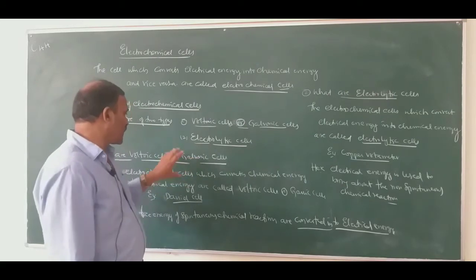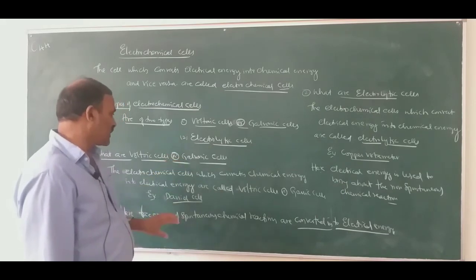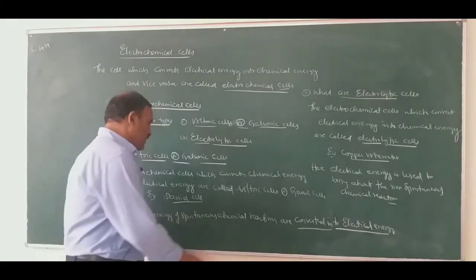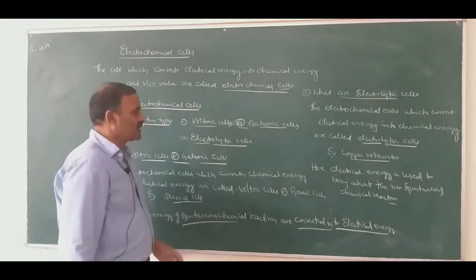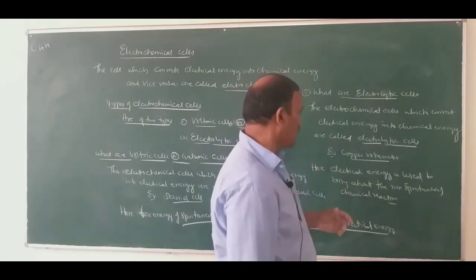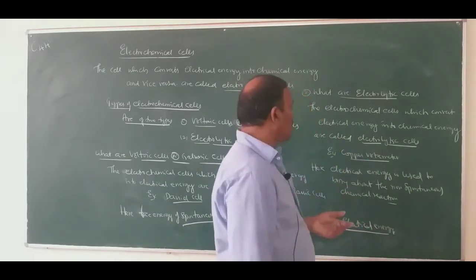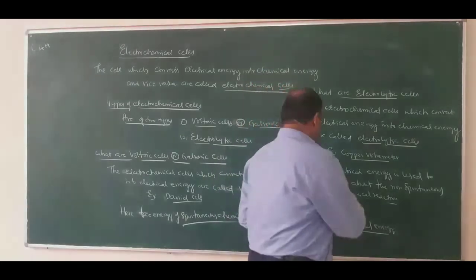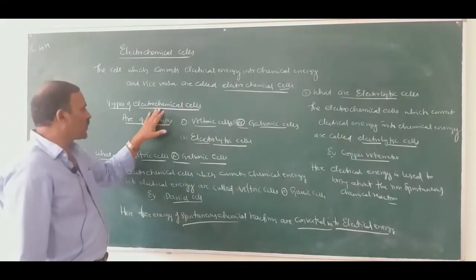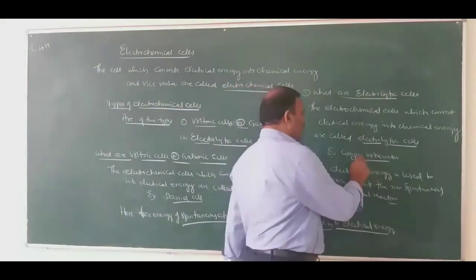In galvanic cells or voltaic cells, chemical energy is converted into electrical energy. Here the free energy liberated during spontaneous reactions is converted into electrical energy. In an electrolytic cell, electrical energy is converted into chemical energy, or the electrical energy is used to bring about non-spontaneous chemical reactions. So these are the differences between electrolytic cells and voltaic cells. Example for voltaic cell: Daniell cell. Example for electrolytic cell: copper voltmeter.